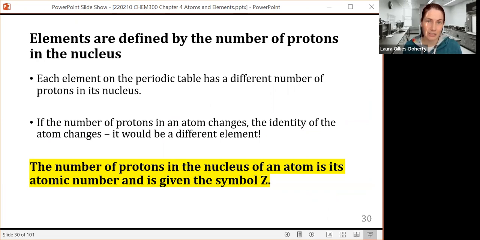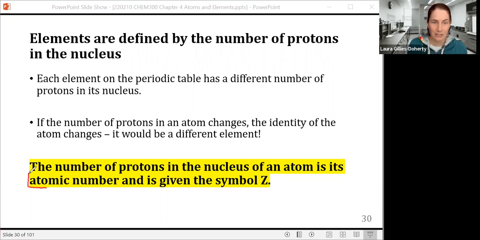There's currently 118 elements known. They each have a different number of protons. If the number of protons in an atom changes, the identity of that atom changes. It's no longer an atom of the same element. It would be a different element if the number of protons changed. So the number of protons in the nucleus is very important in chemistry. It's what identifies each of the individual elements and atoms of that element for us.